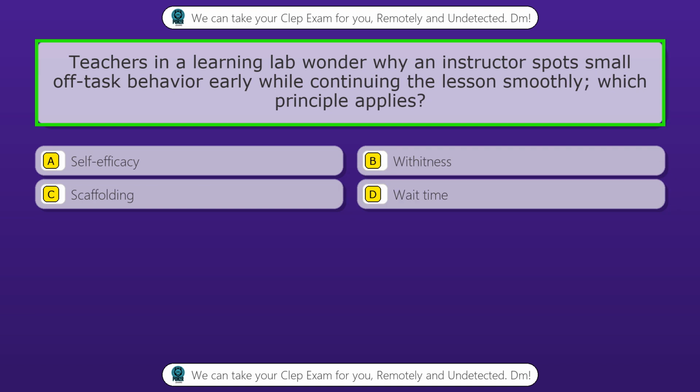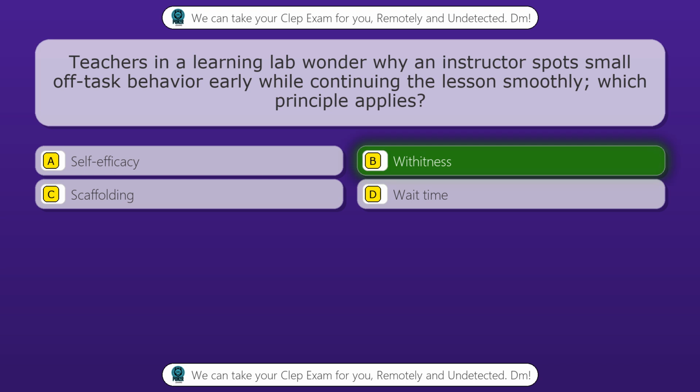Question 74. Teachers in a learning lab wonder why an instructor spots small off-task behavior early while continuing the lesson smoothly. Which principle applies? Option A, self-efficacy. Option B, withitness. Option C, scaffolding. Option D, wait time. The correct answer is option B, withitness.